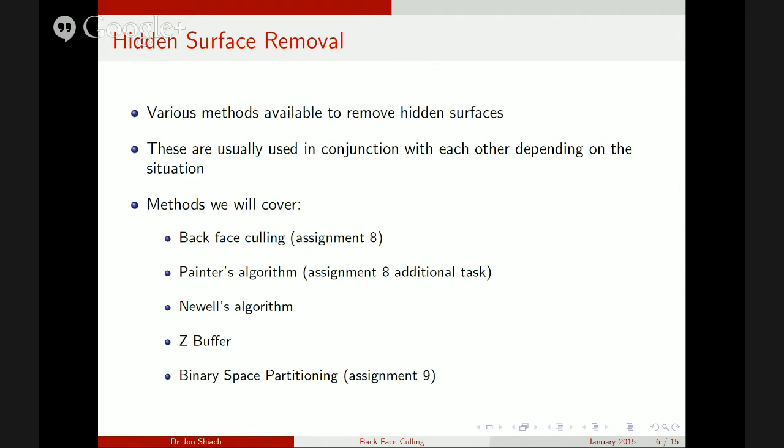This assignment, when we get there, is nothing to do with MATLAB. So if you don't like MATLAB, you'll probably like that assignment. And that's all a hand calculation. This binary space partition is a very neat, clever method. Okay, so that's what we're going to be doing over the next couple of weeks.